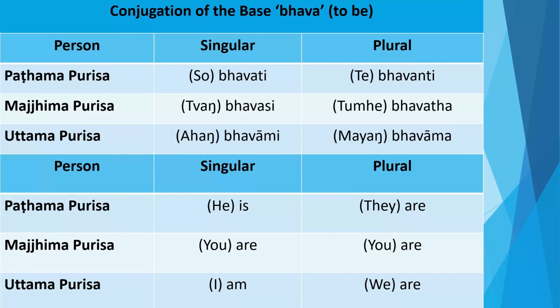Now let's look at the meaning. Pathama Purisa, or the third person, he is, they are. Second person, or Majjhima Purisa, you are, you are. Uttama Purisa, singular form, I am, we are. That is the first person in English.